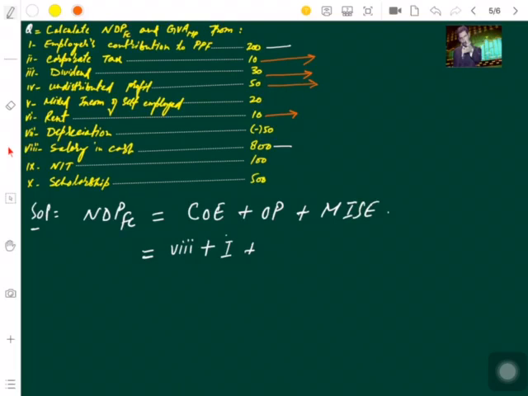First I will take rent, then second, corporate tax, plus third, dividend, plus fourth, undistributed profit, and what remains is mixed income of self-employed, which is given here in the formula. So mixed income of self-employed is 20. I am writing in the number form.